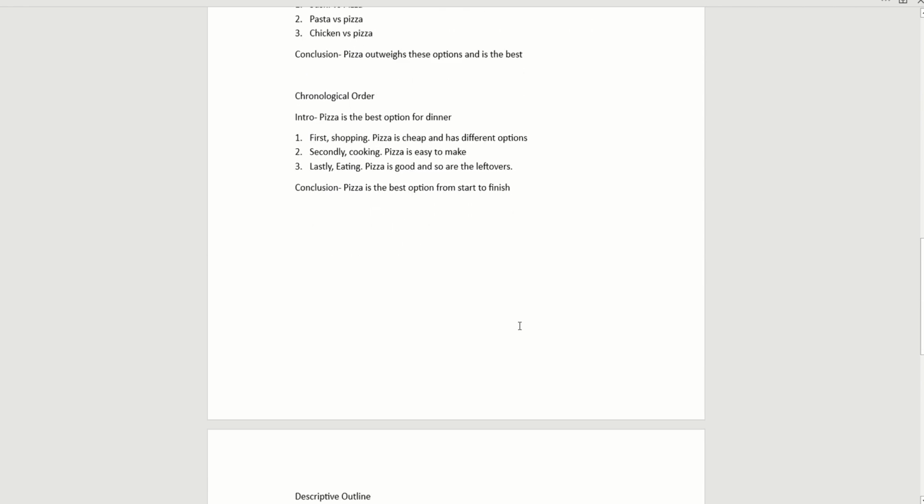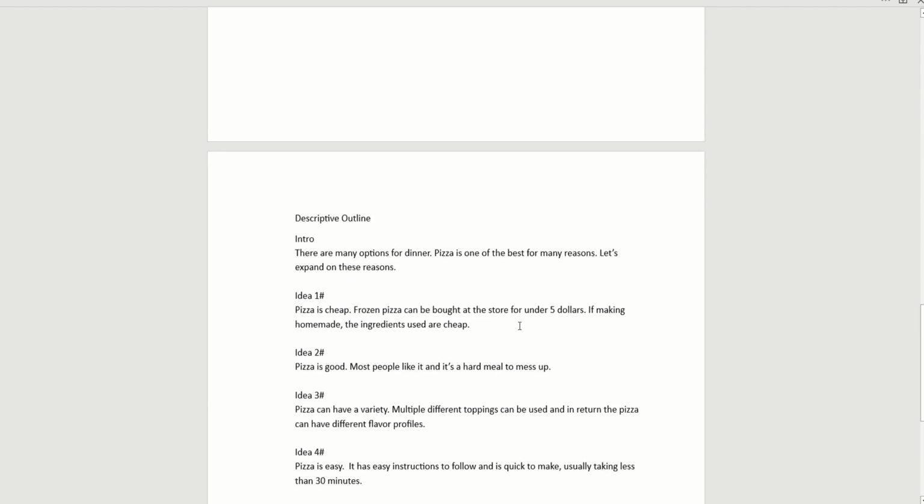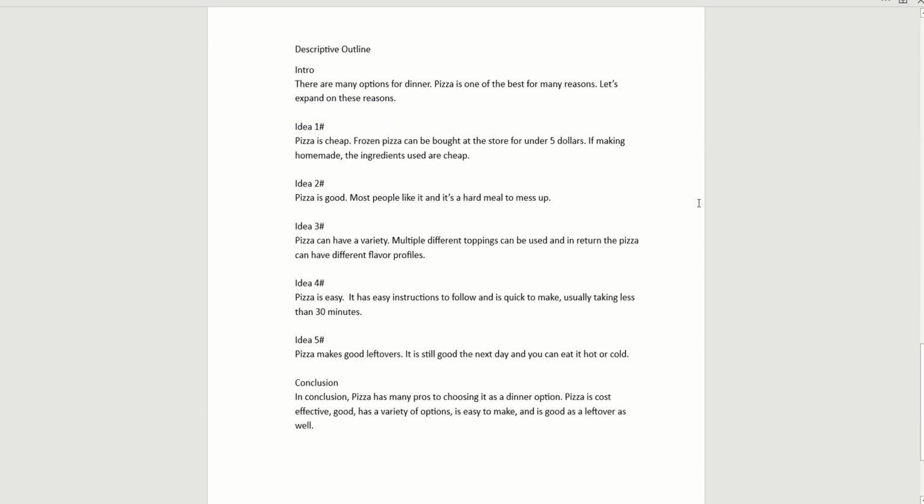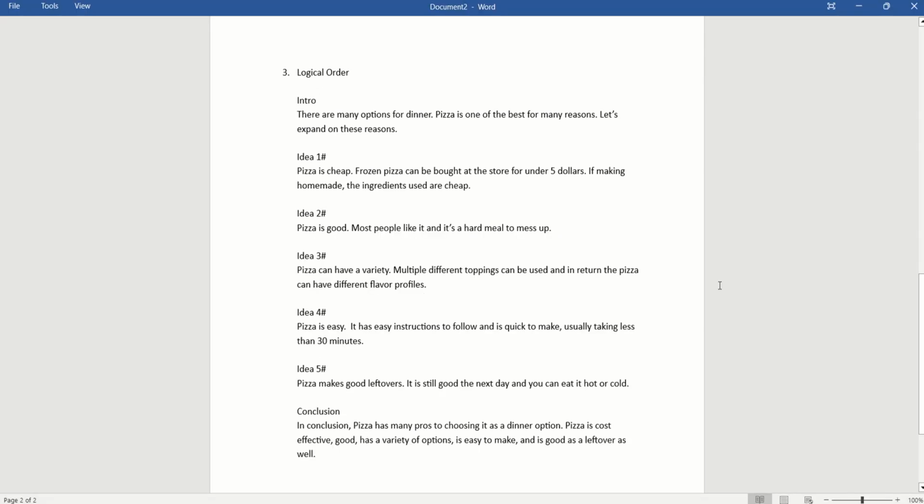For our example in particular, we will be just doing a descriptive outline. We will be describing the characteristics that make pizza a good choice. This is my outline. Here's my intro. There are many options for dinner. Pizza is one of the best for many reasons. Let's expand on these reasons.